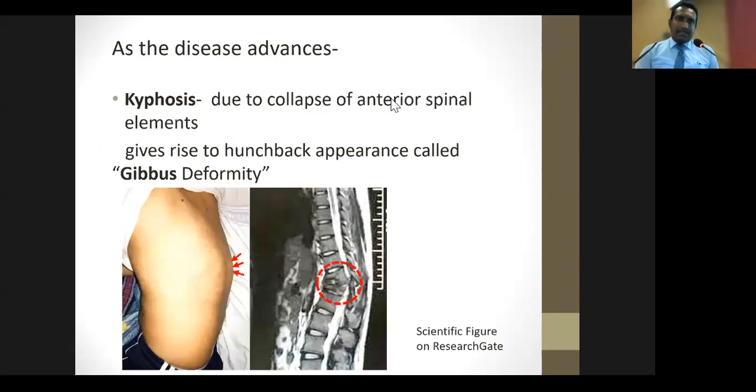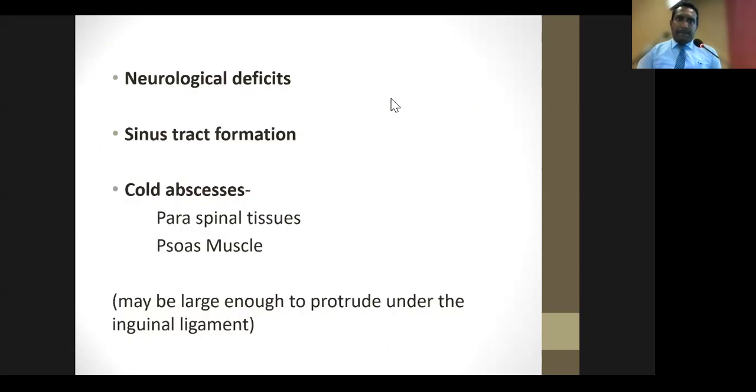As the disease progresses, kyphosis will occur due to collapse of the anterior spinal elements, giving rise to a characteristic hunchback appearance called Gibbus deformity. There can be neurological deficits and sinus tract formation into the skin, and cold abscesses forming because of the spread of infection to surrounding structures like paraspinal tissues and the psoas muscle. If the psoas abscess is large enough, it may protrude under the inguinal ligament as well.